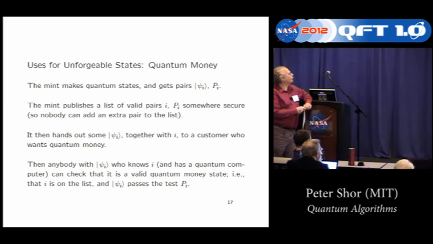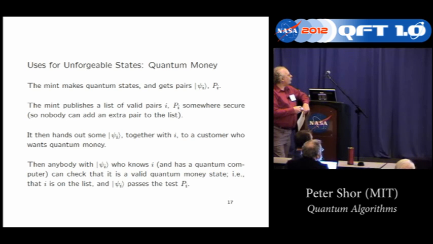So the uses for unforgeable states, well, quantum money is one of them. The mint makes the quantum states and gets pairs psi sub I, p sub I. And now the mint has to publish a list of valid pairs I and p sub I somewhere secure so that a forger cannot add an extra pair to this list. And if you want, you can also do this with a classical signature scheme. And then it hands out psi sub I together with I to a customer who wants quantum money.